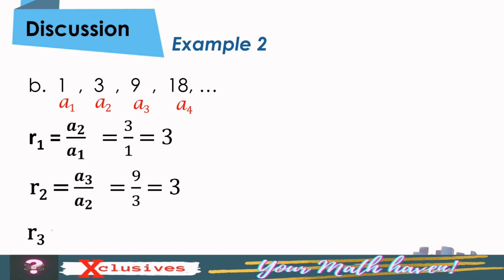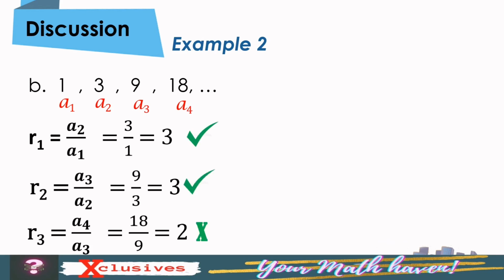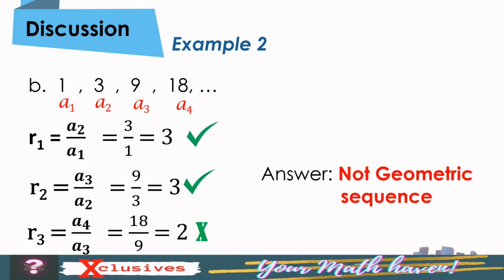For the last ratio, we have a sub 4 over a sub 3. Substituting the values, that is 18 divided by 9, which gives us 2. Upon checking, we notice that the third ratio is different from the other two. So therefore, we can say that this sequence is not a geometric sequence.